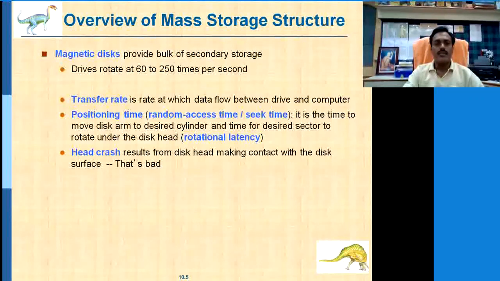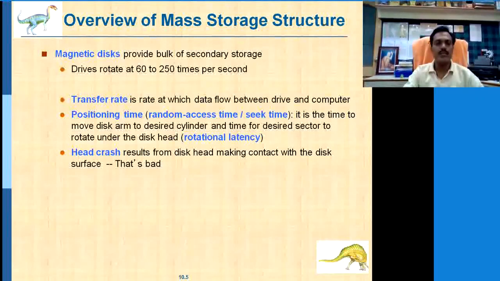Now, as we know, the magnetic disk provides the bulk of secondary storage. It is a secondary storage device attached to the computer system. This disk drive rotates at 60 to 250 times per second. Now there are some terminologies that need to be understood.